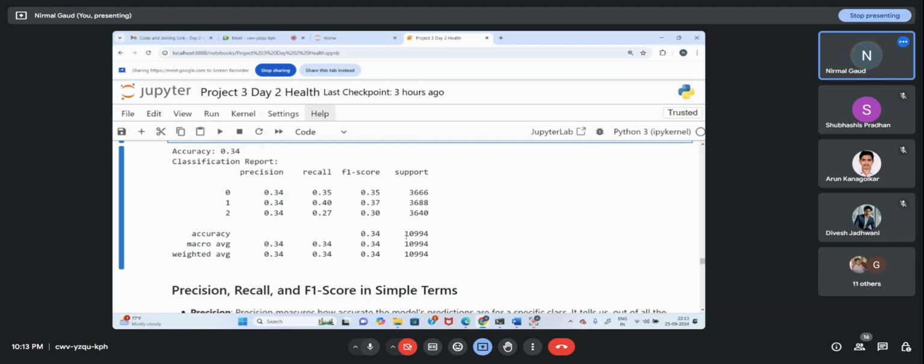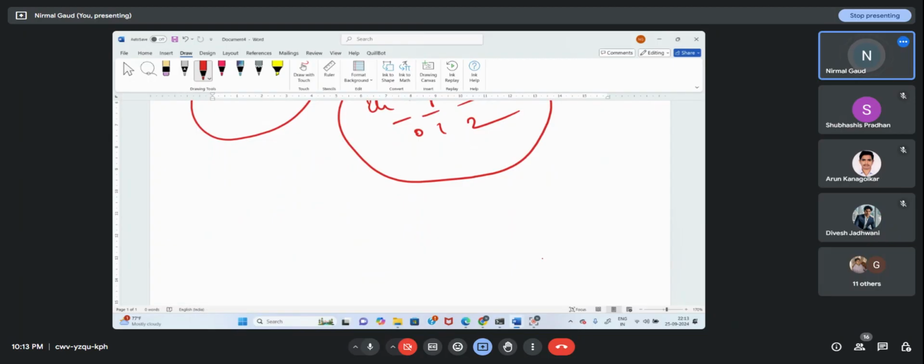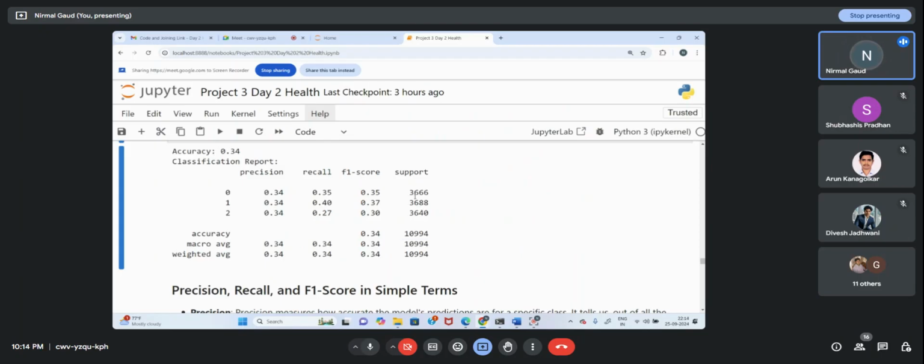मेरे पास एंटायर जो टेस्ट के अंदर एंट्रीज हैं, वो 10,994 है. These are the entire values, 10,994, and if I add all these three, I will get 10,994 only. That means in test you are having 10,994 values. Okay, 10,994 values are present in test, and if I add the three support values, I will get this thing only, 10,994. ओके, जो टोटल नंबर ऑफ टेस्ट है वो मुझे मिल जाएगा.